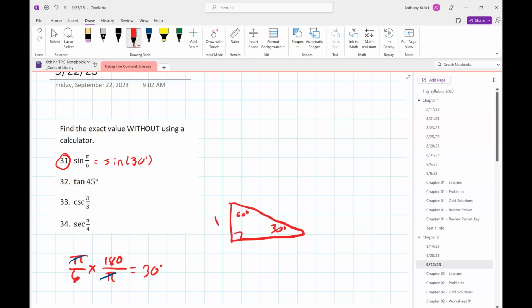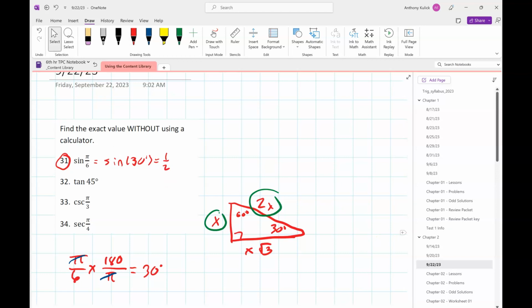So does the sign not even matter? Or does it? Yeah, the sign matters because now we're going to do opposite over hypotenuse, which reduces down to 1/2. Could you do number 36?